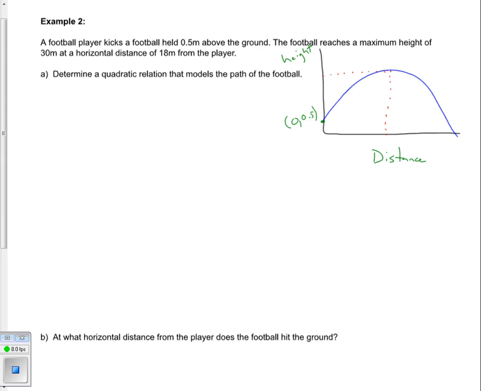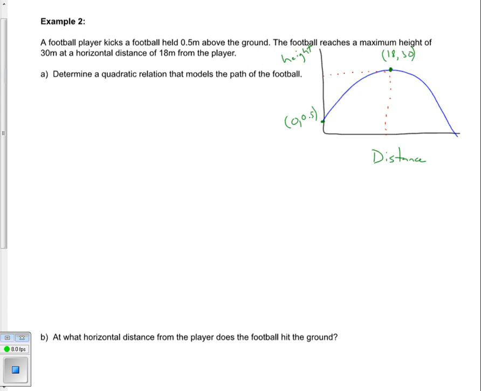That means that this position right here is going to be 18, 30. 30 represents the height, and 18 represents the distance. So now we actually have 2 points, and we need to figure out the quadratic relation or the equation for this particular situation.